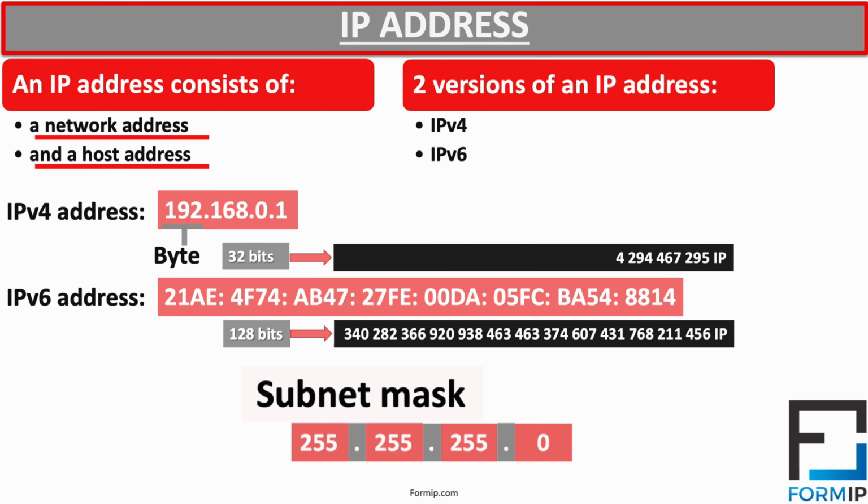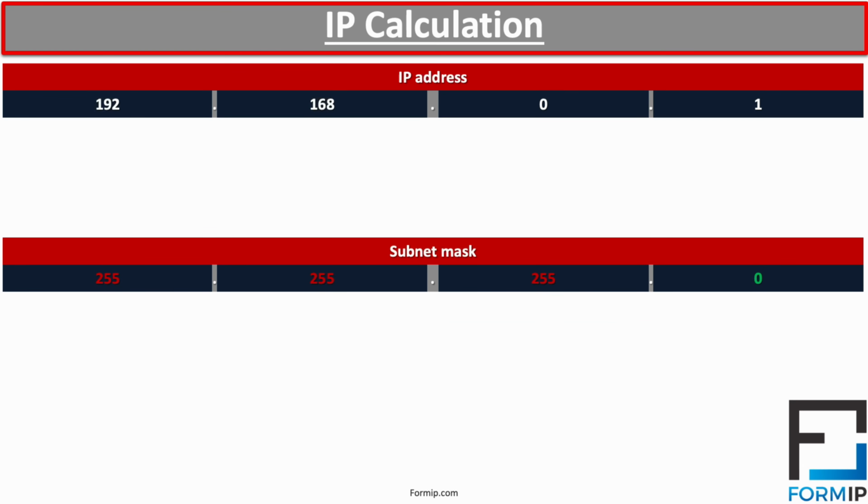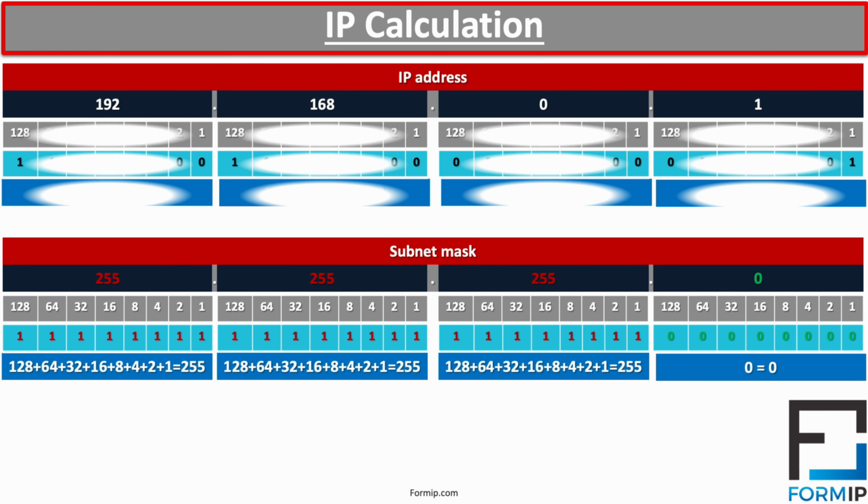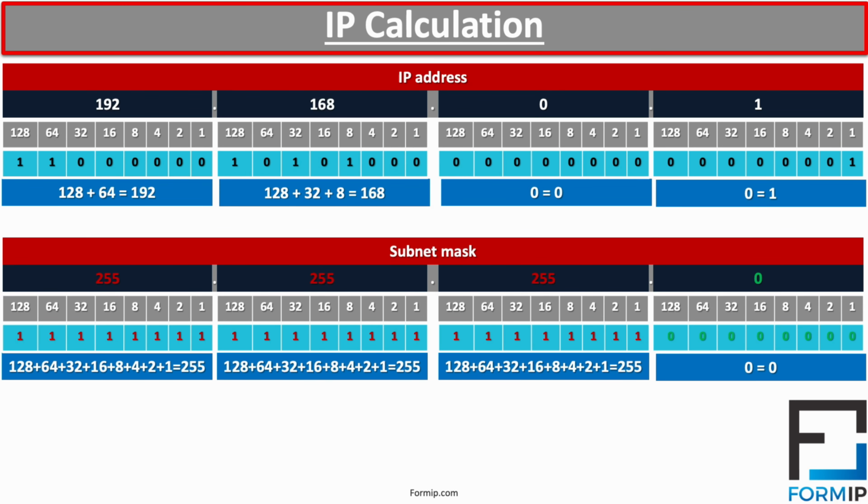IP calculation. For example, here we have the address 192.168.0.1 with the subnet mask 255.255.255.0. The first 3 bytes of the mask are therefore 255. Now, if we change the subnet mask to binary, then the first 3 bytes will only be 1s because the set of bits in a byte is equal to 255, and we do the same with the IP address. So, we have our IP address and its subnet mask in binary format.